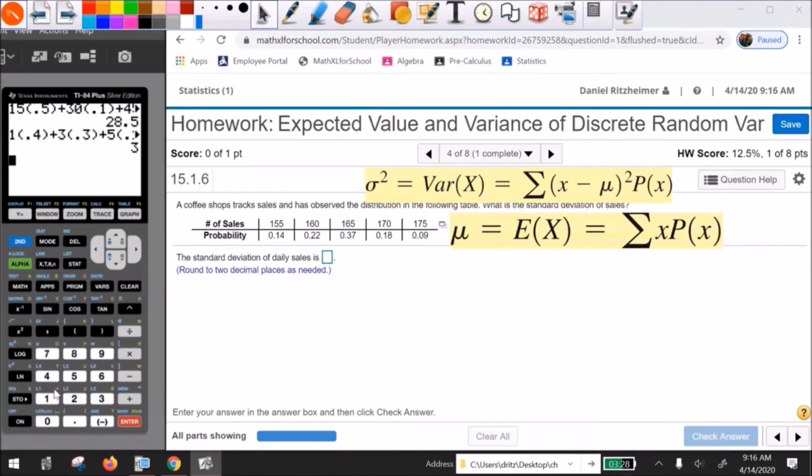So I have to find the expected value first. $160 has a probability of 22%. 165 has a probability of 37%. 170 has a probability of 18%, and 175 has a probability of 9%. So our expected value is 164.3.